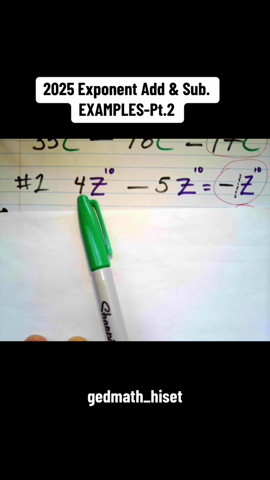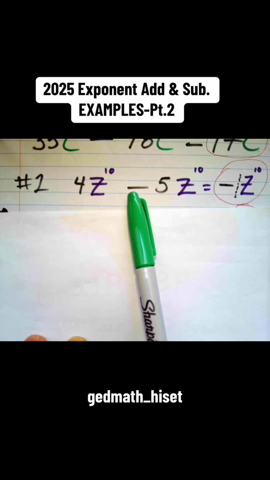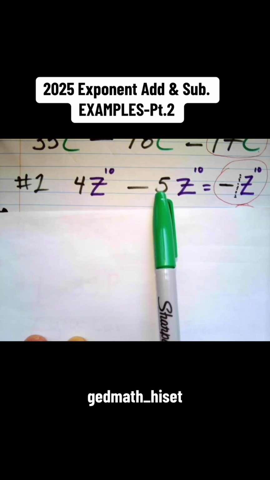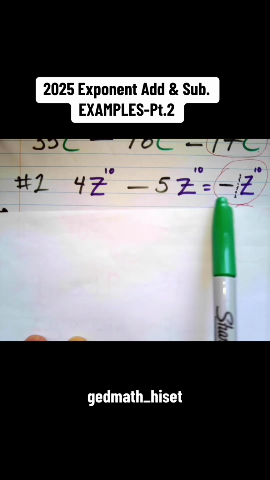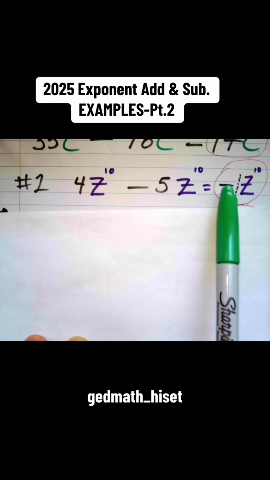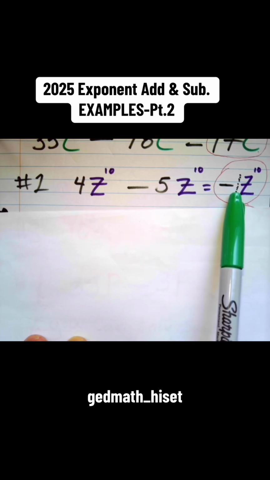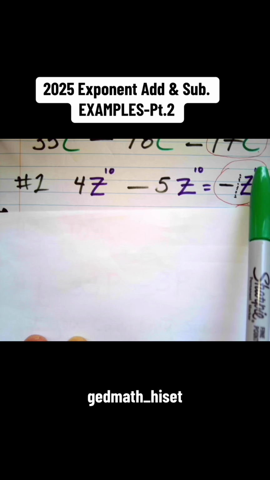So think of it this way. You have $4, and then you minus 5, you owe $5. How much do you still owe? You still owe that $1. That's a negative 1. Okay? Keep the base, keep the power in your answer. It's attached by multiplication. That's number 2.